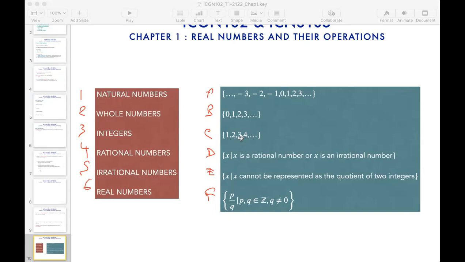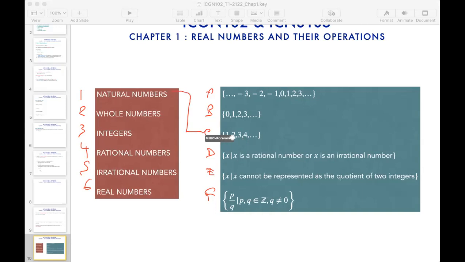Anya, for question number 1, what is the answer? What is the answer on the right hand side? Sorry, C. Is that correct, everyone? C, that's correct. Natural numbers start from 1, 2, 3, 4, 5, just like the numbers that we use in everyday life. It is not the integer numbers, only the positive ones.